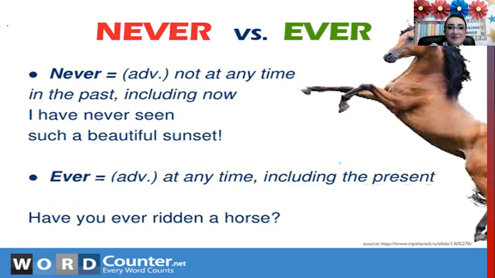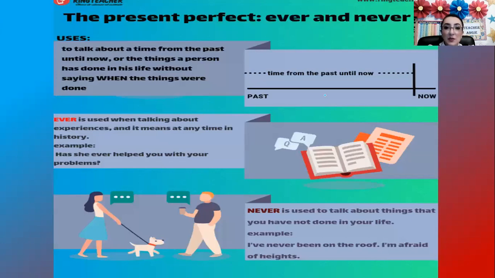Never, nunca. So, we are going to be using these two small words with present perfect. Yes, you are going to be using this also in other tenses, but it is pretty common that we can use ever and never in present perfect. For example, we are going to be talking about some uses. If we are going to be using this, when we are going to be talking about a time from the past until now, or the things a person has done in his life without saying when the things were done, okay? That's when we are going to be using this.